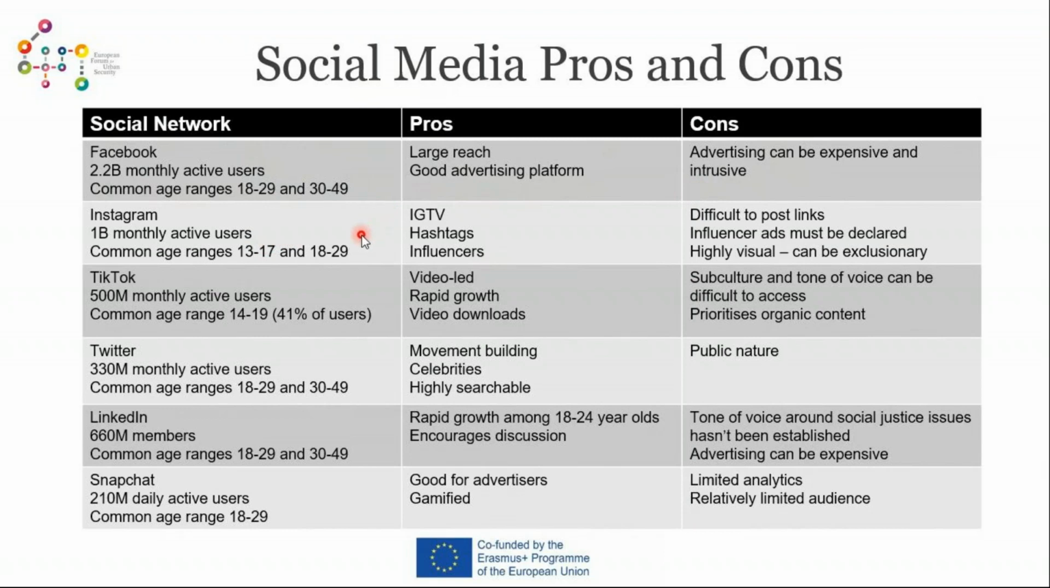Instagram is another massive platform. So 1 billion monthly active users, also owned by Facebook, and the most common age range is 13 to 17 and 18 to 29. So in this latter part, you're reaching a lot of millennials, this 18 to 29 aspect, and Gen Z.